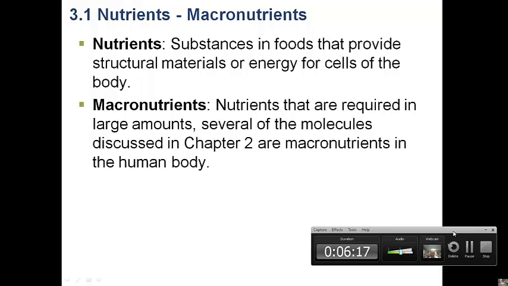Macronutrients are nutrients that are required in large amounts. Most of the nutrients that we talk about over the next couple slides will be macronutrients, and you'll recall in Chapter 2 that many of these nutrients were discussed as we discussed the biological molecules. You, of course, are a living organism, and the components that build your cells are the same components that we see in all other living things. Now, in different quantities, admittedly, depending on if you're a plant or animal or fungi or bacteria, but still, we have the same basic biological molecules that compose all living things.